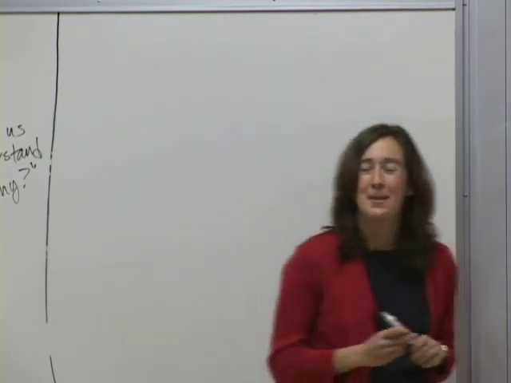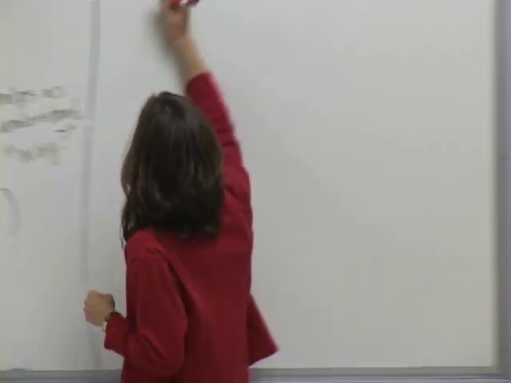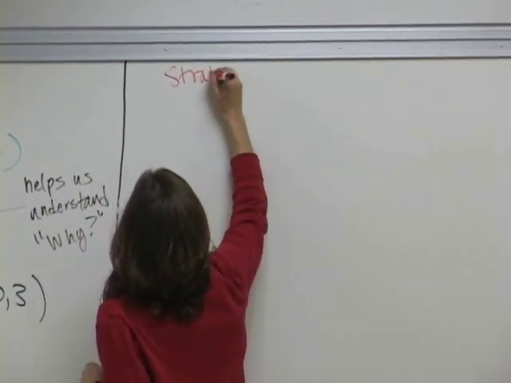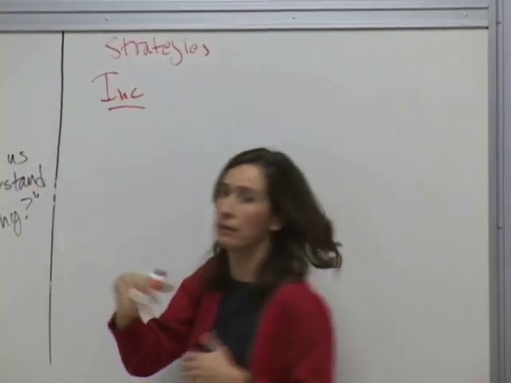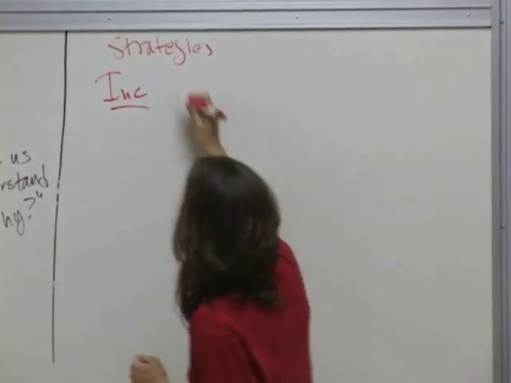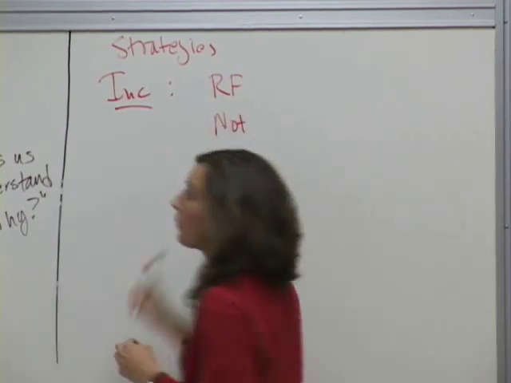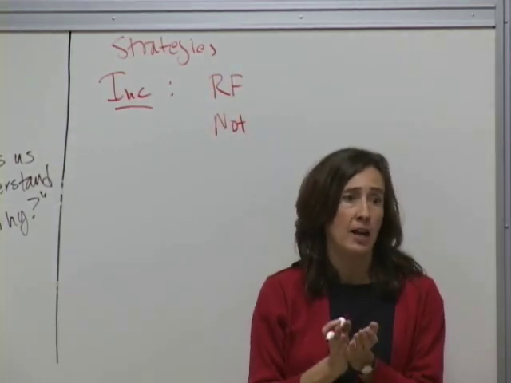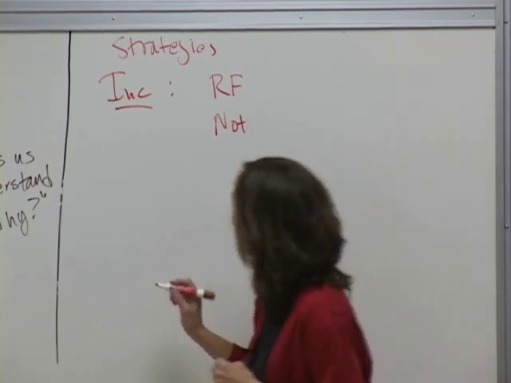I know people don't know how to put it in words. I think you know it. What would be an example of a strategy for the incumbent? Raise funds. Okay. The incumbent only has two possible strategies in this game: raise funds or not. For the incumbent, there's no difference between a strategy and an action because the incumbent only controls one decision node. Okay.